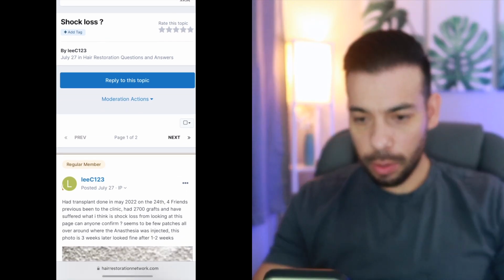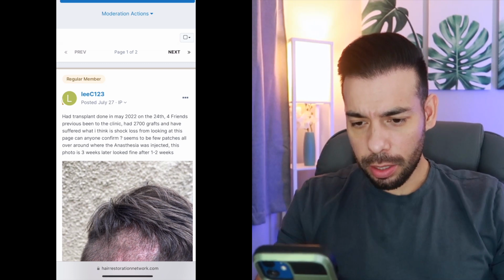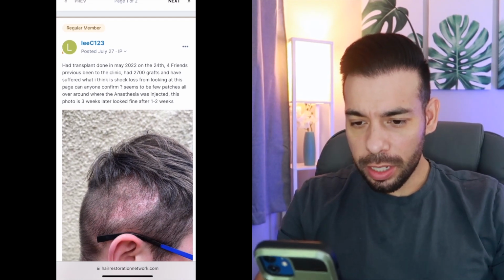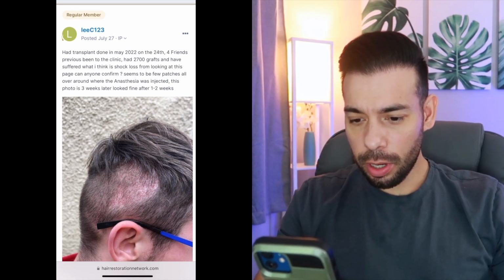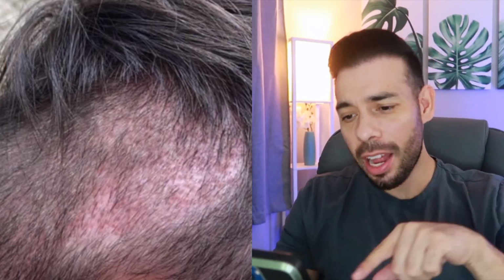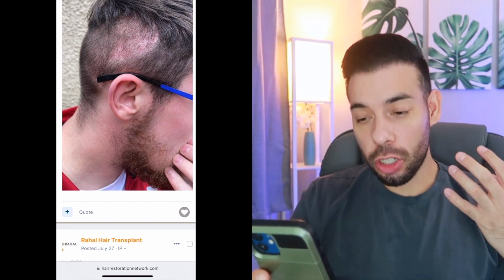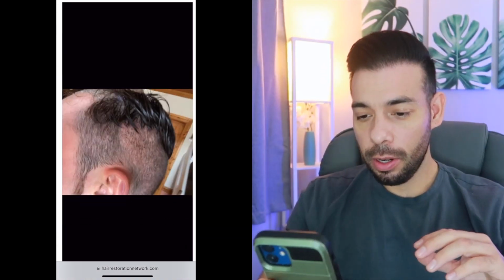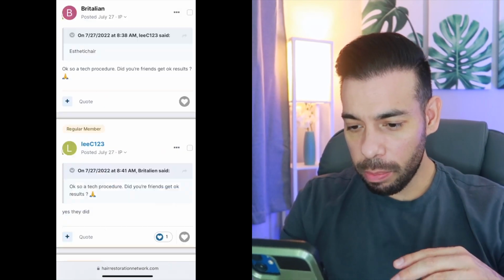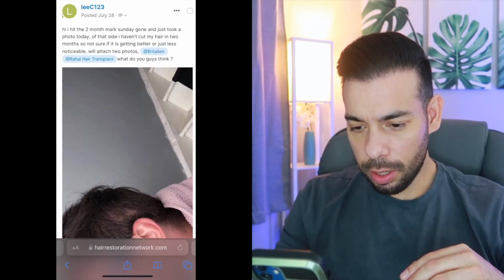All right, first we're going to look at this case, shock loss. He had a hair transplant in May 2022, 2,700 grafts, and his donor is looking like this. As you can see, like I mentioned earlier, there's a patch of hair there that is suffering from what appears to be shock loss, but let's continue. There he's showing some extraction pictures. Let's start looking at his progress.